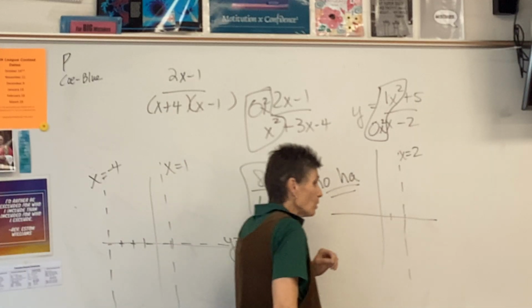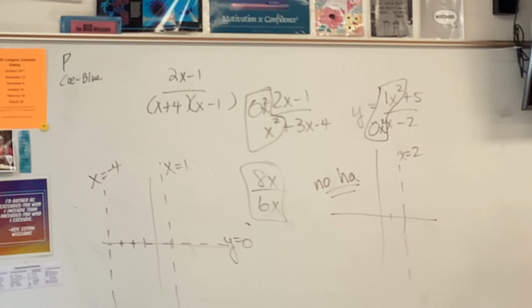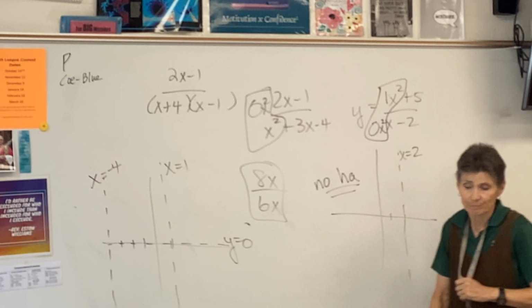If the power on top is smaller, the horizontal asymptote is at 0. If the power on top is bigger, there's no horizontal asymptote.